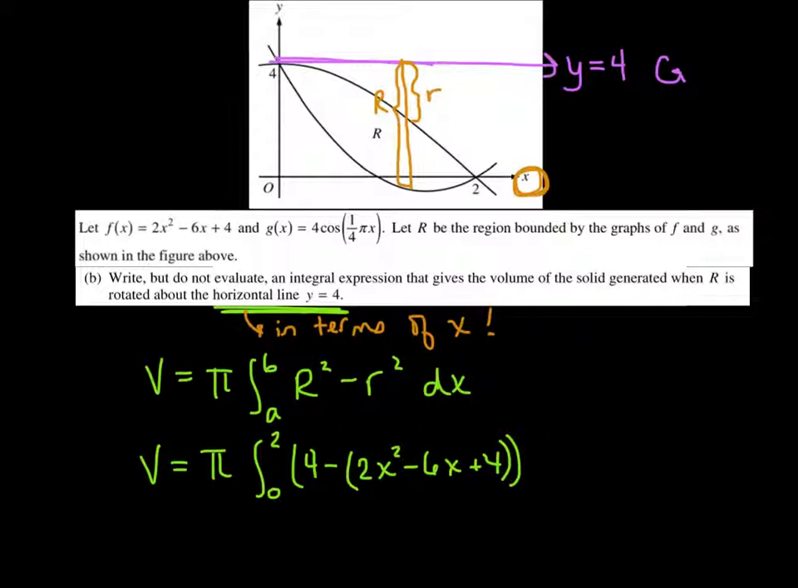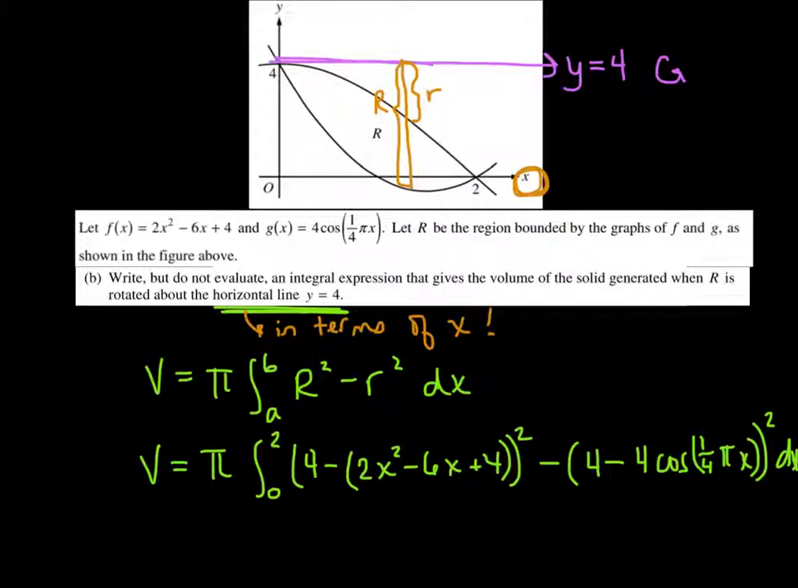And then squared. So that's your whole big R squared. Minus little r, again starting with 4, but subtracting away the 4 cosine of 1/4 pi x, again squared. And then at the very end, I'll squeeze in my dx. So that is the formula, and that is worth 3 points.